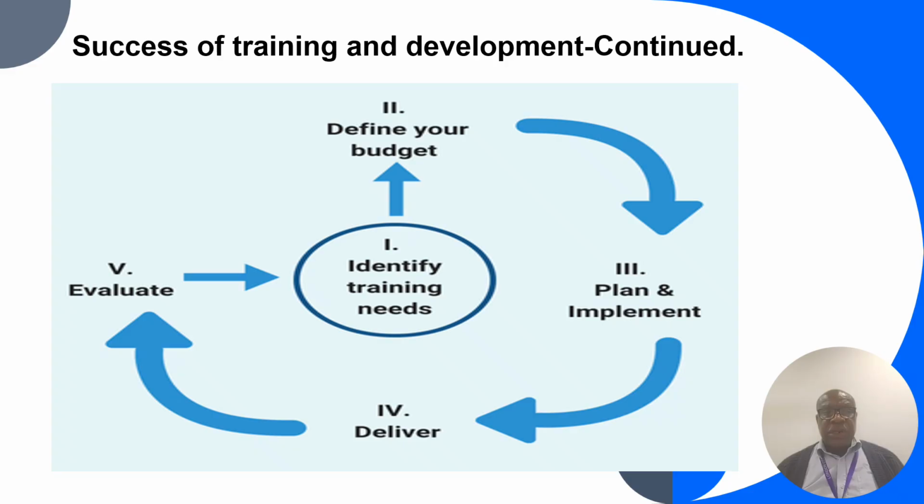So pictorially, you can look at it this way. It's a kind of vicious circle, how we identify training needs. At some point, you have to identify it. Once you identify a training need, you define the budget that's going to allow you to meet that need. Because everything in an organization costs money. There has to be the money and the funding for it.